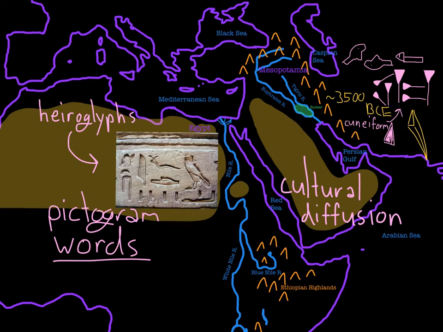And what that means basically is that some Egyptian guys went over to Mesopotamia to trade. They heard about this cool idea called writing, and they brought it back to Egypt. So cultural diffusion is people taking bits of one culture back and adopting it as their own. So Egypt may have gotten the idea of writing through cultural diffusion rather than just coming up with the idea all on their own.